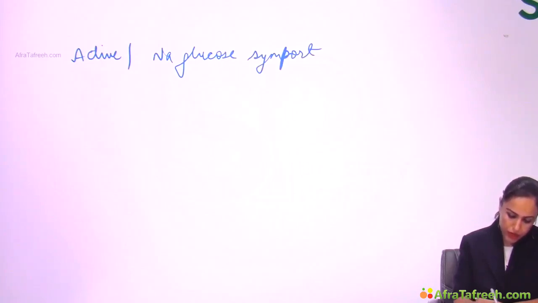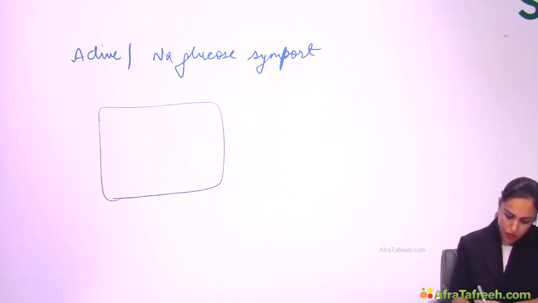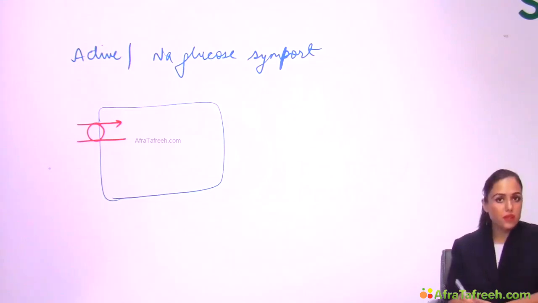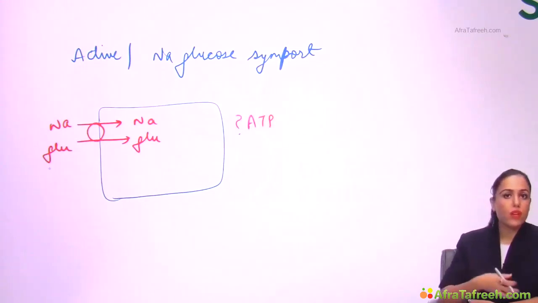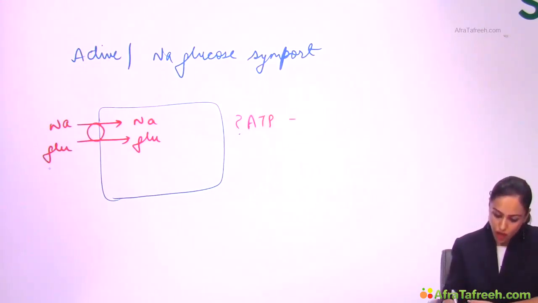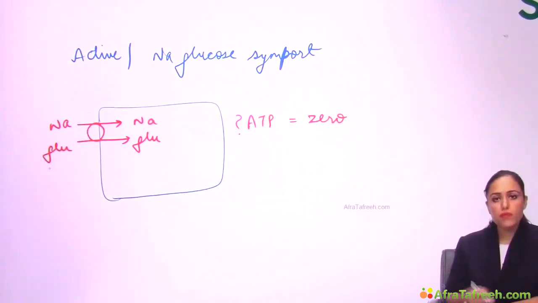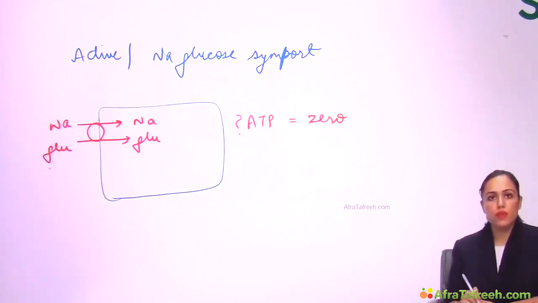Now let's do the detail of both these transports one by one. First, I'm going to take active transport. Active transport is also known as sodium glucose symport. Symport means same direction. Now let's say this is a cell, and this is symport. That is, both sodium and glucose are entering the cell, both in the same direction. So here, how many ATPs are used? If I ask you, how many ATPs are used when glucose is entering via active transport? The answer is 0 ATPs. But tell me, if 0, then why do we call it active transport?